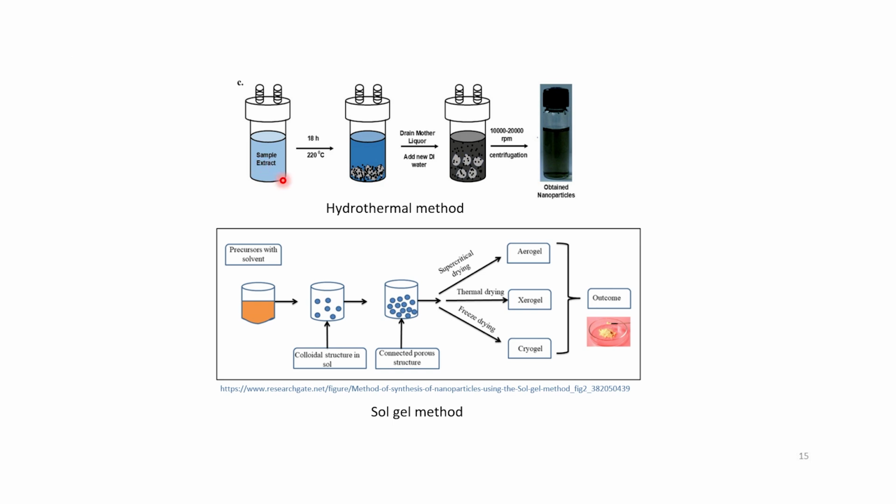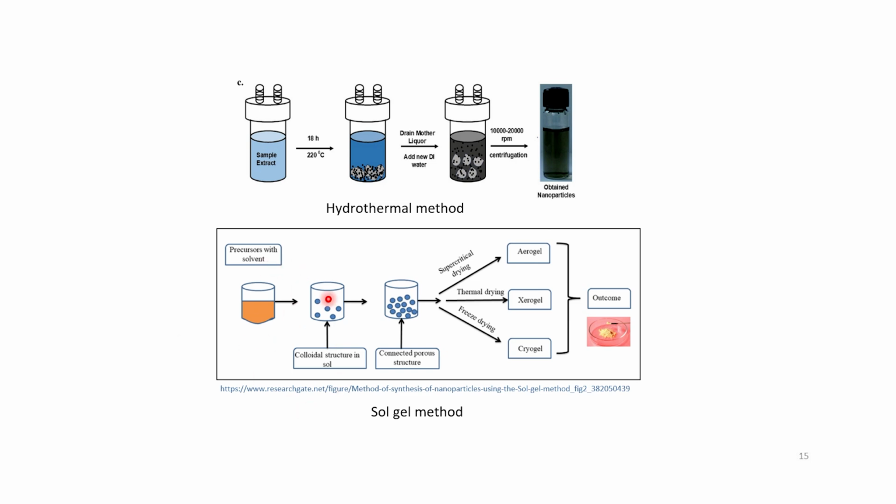So what did you do? You took the sample extract, you heated it to around 220 degrees Celsius for 18 hours. Then you obtained this liquor, and you drained that liquor out, added new DI water, then you centrifuged it at 10 to 20,000 rpm, and you obtained your desired nanoparticles in the centrifuge.